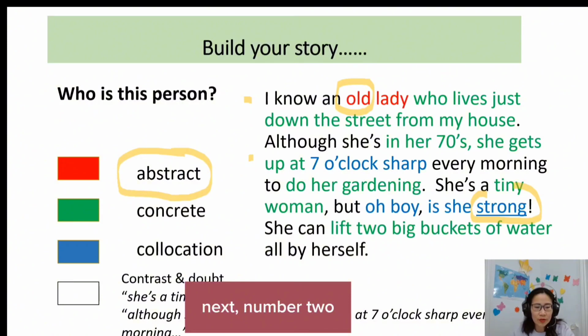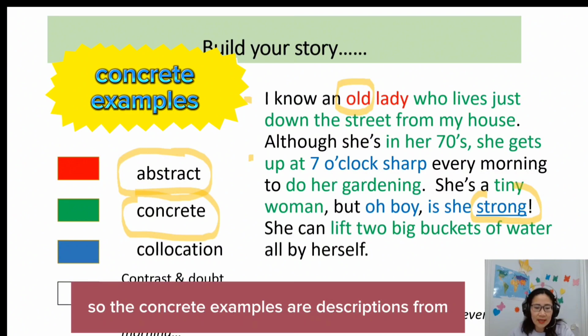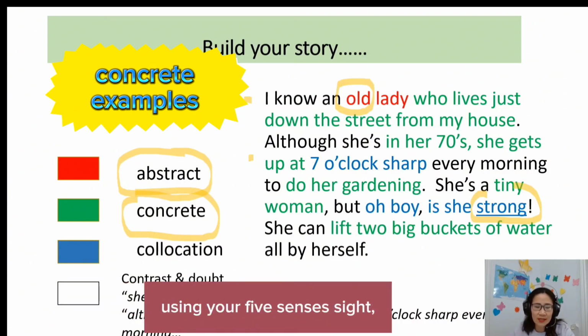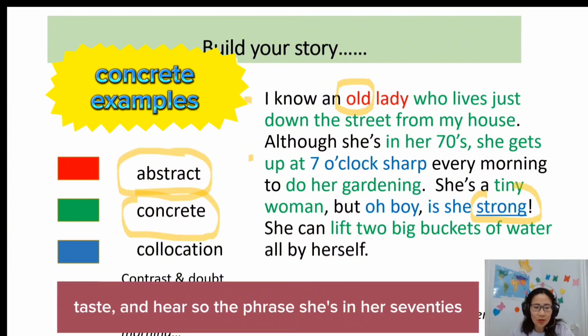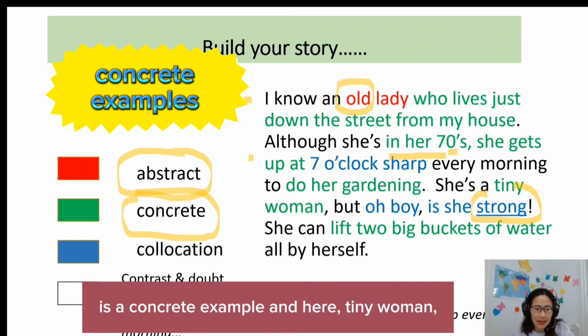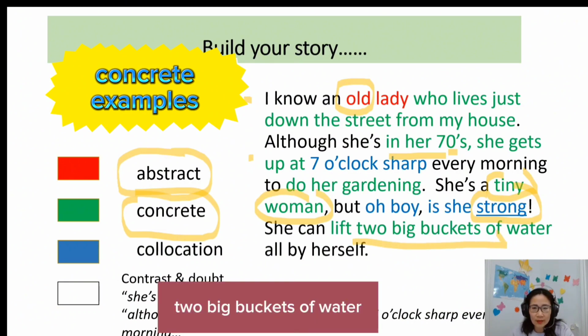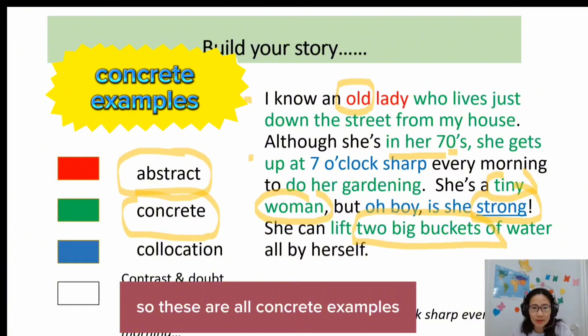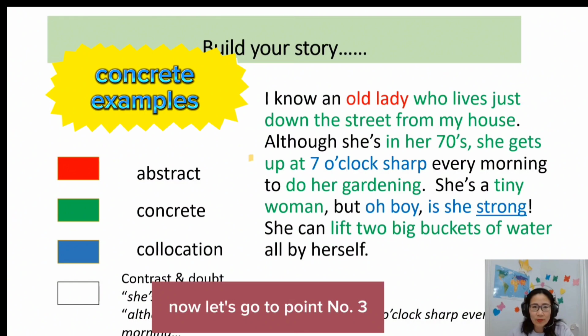Next, number 2, I used concrete examples. The concrete examples are descriptions from using your 5 senses: sight, touch, smell, taste, and hearing. So the phrase, she's in her 70s, is a concrete example. And here are more. Tiny woman. 2 big buckets of water. So these are all concrete examples. All right. Now let's go to point number 3.